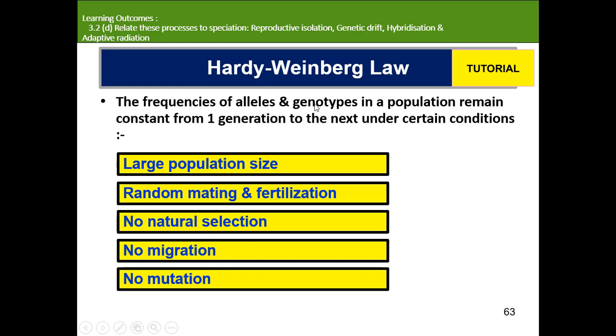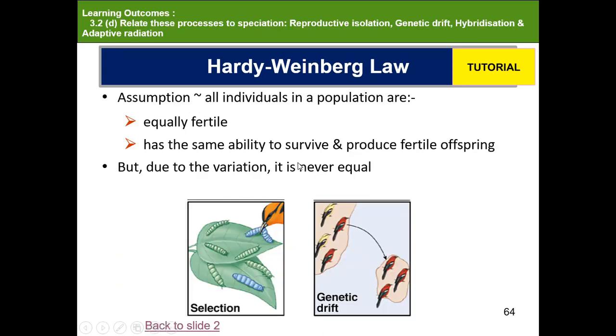But the frequencies of alleles and genotypes in a population remain constant from one generation to the next under certain conditions. The first one is large population size, random mating and fertilization, and the population has no natural selection, no migration, and also no mutation. The assumption of the Hardy-Weinberg law is that all individuals in a population are equally fertile and have the same ability to survive and produce fertile offspring. But in real life, due to variation, it is never equal.